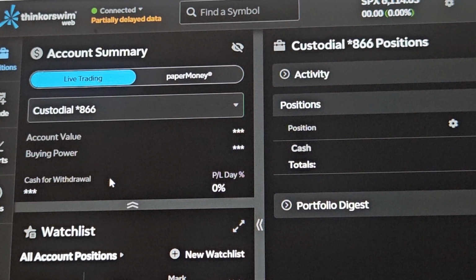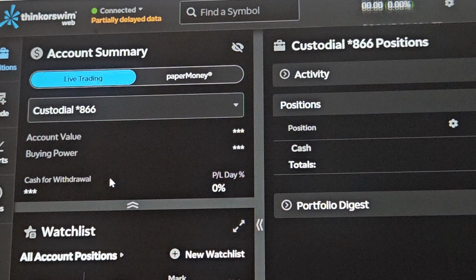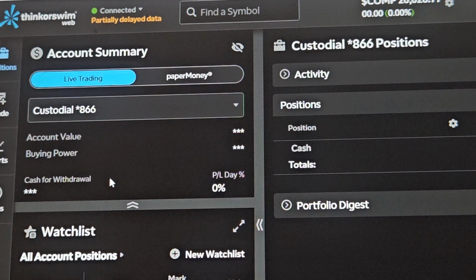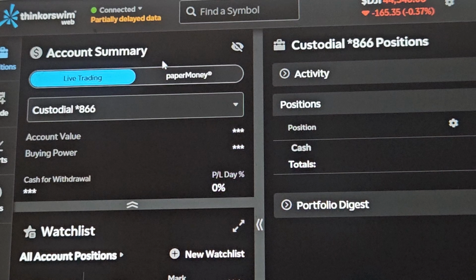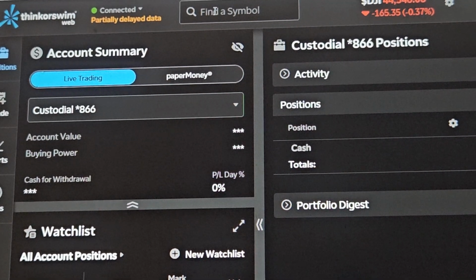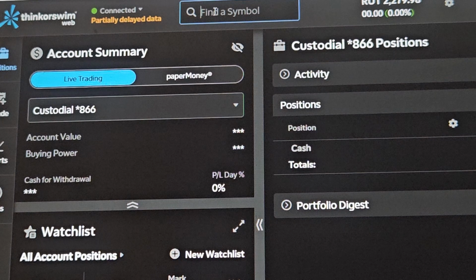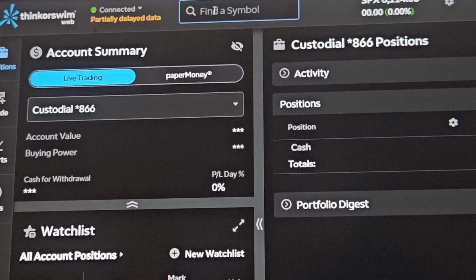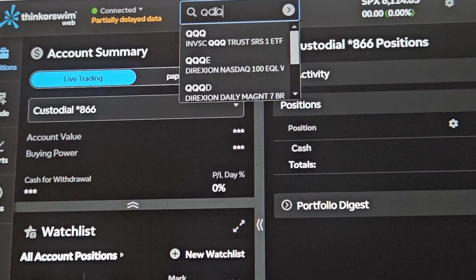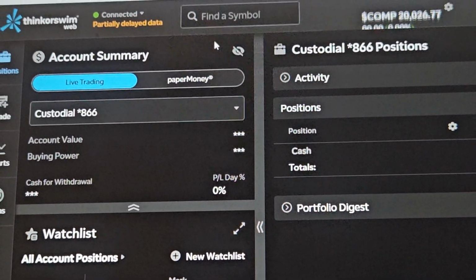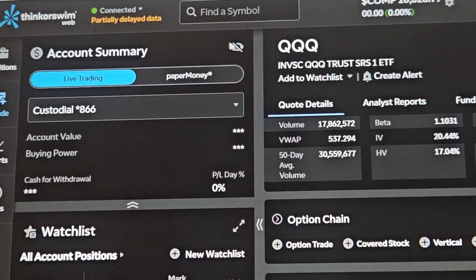So I'm going to show you guys what you would do to jump into an options position on a desktop computer on ThinkOrSwim. This will be a short, sweet video, right to the point. When you're logged in on your ThinkOrSwim screen, you go to find the symbol and just type in any ticker. We'll just type in QQQ for laughs and giggles. You go to that QQQ.